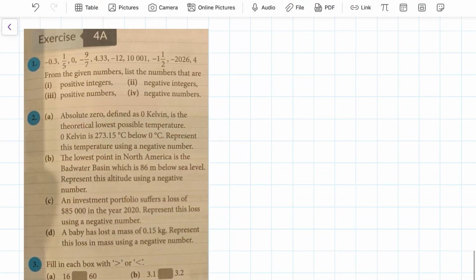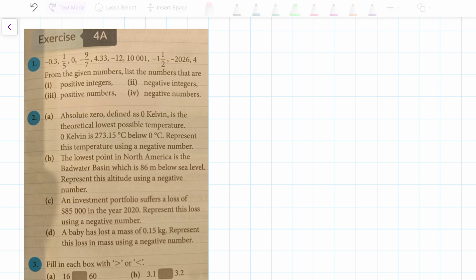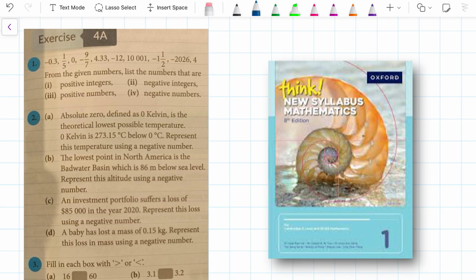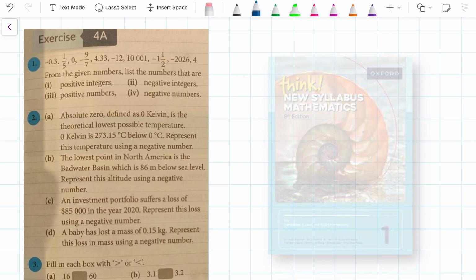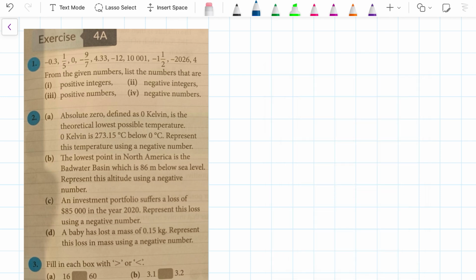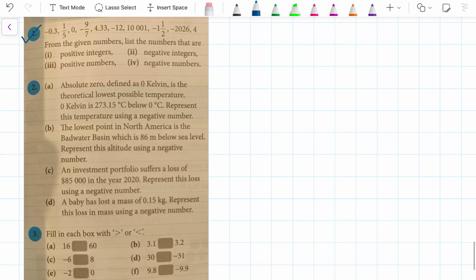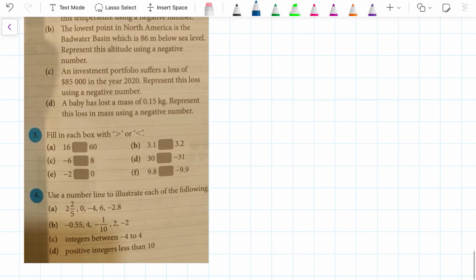Okay, let's start with the exercise. So we're using the new edition, 8th edition, as a reference point. Think Maths 8th edition, and I'm covering the chapters in order. So we are currently on exercise 4A. I'm not doing this question because I've already done an example of it. I've also done this as an example. We've also done this. I think you can do it yourself. So these serve as practice questions for you.